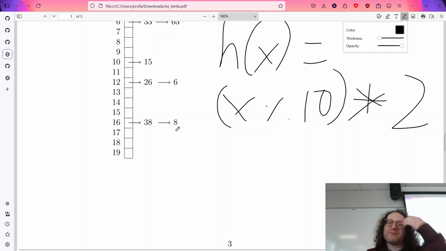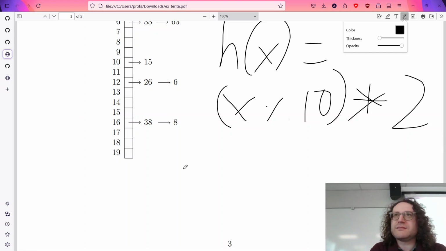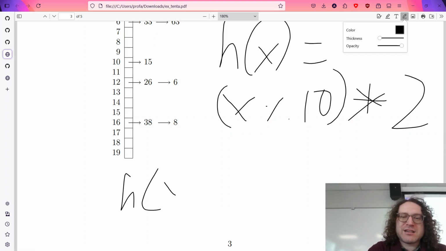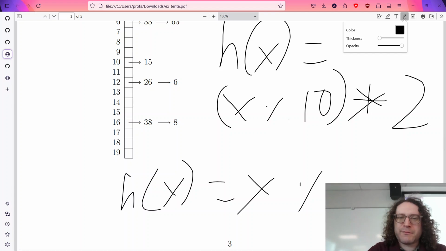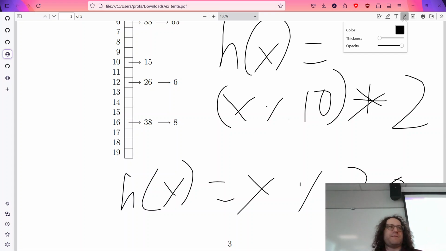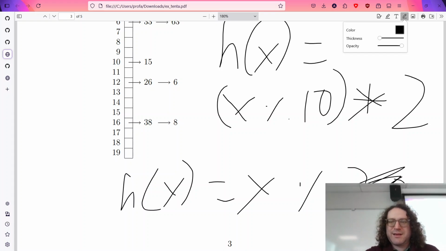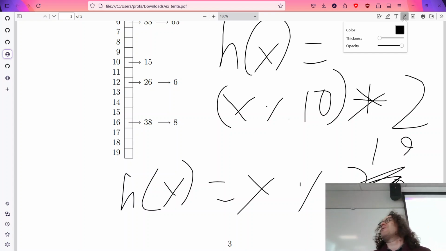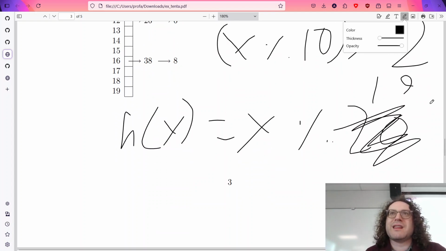One better option would be h of x is equal to x mod the length of the array. So in this case, mod 20. That would give you values from 0 to 19. It would better distribute the keys. Personally, I might go mod 19, but that gets into stuff in the algorithms class, why you want to use a prime number there.